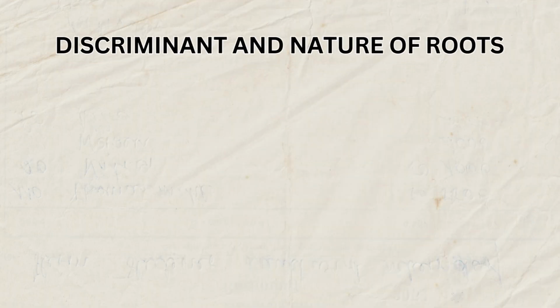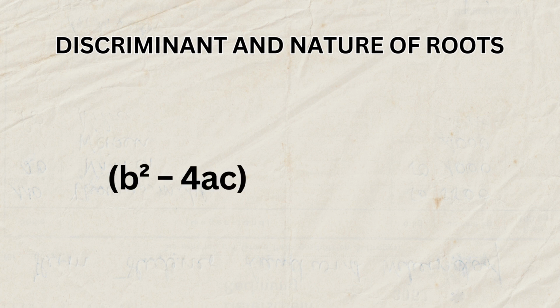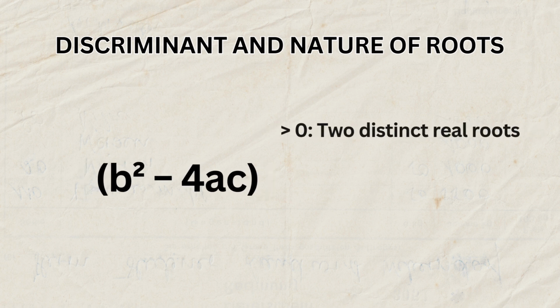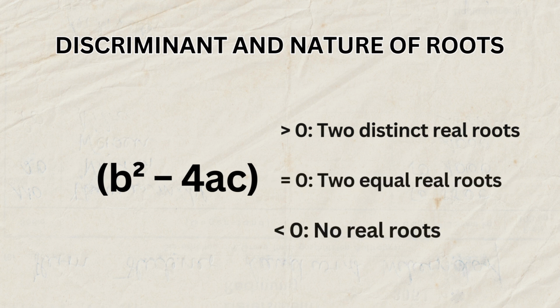The discriminant of a quadratic equation determines the nature of its roots. If positive, there are two distinct real roots. If 0, the roots are equal. And if negative, the equation has no real roots.